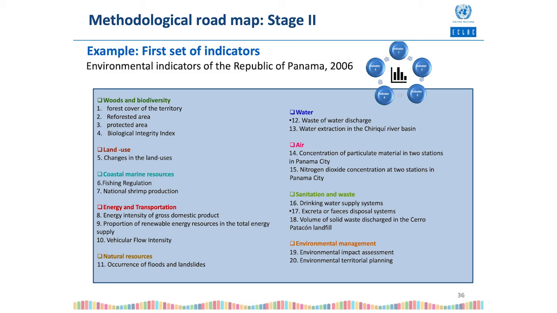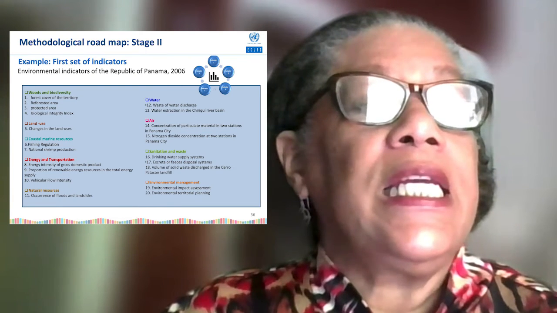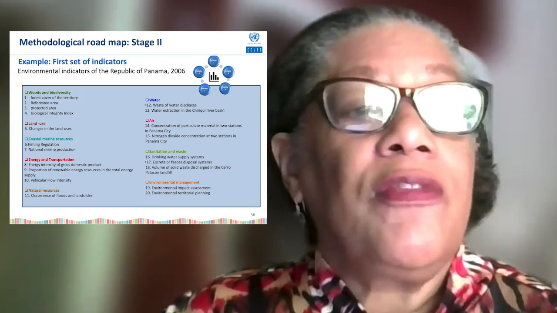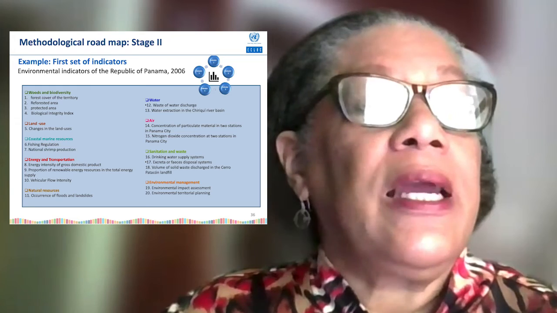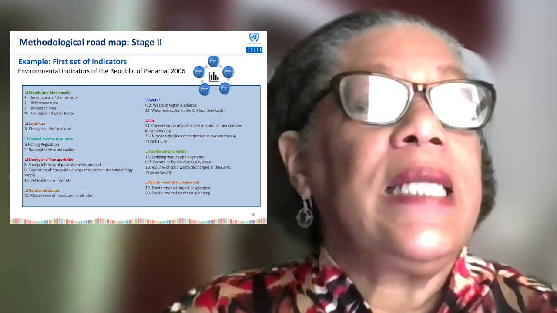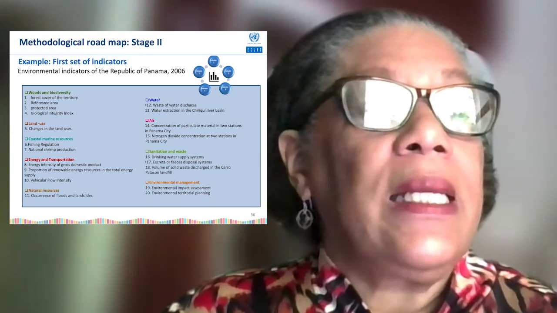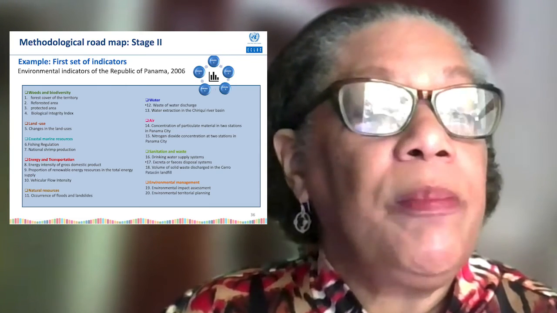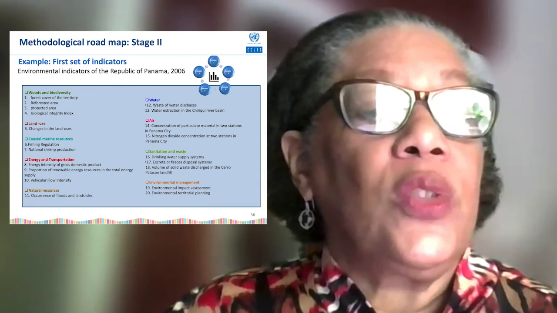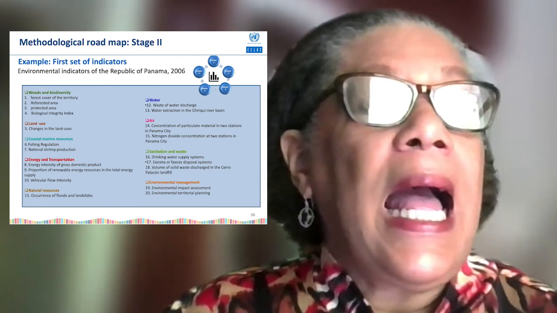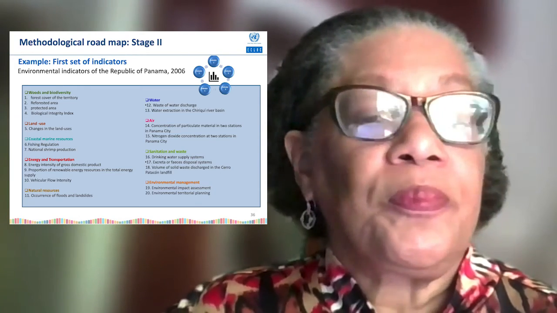For example, for woods and biodiversity, the indicator would look at the forest cover of the territory, the reforested area, the protected area, and the biological integrity index. Energy and transportation would look at the energy intensity of the GDP, the proportion of renewable energy resources in the total energy supply, and the vehicular flow intensity.